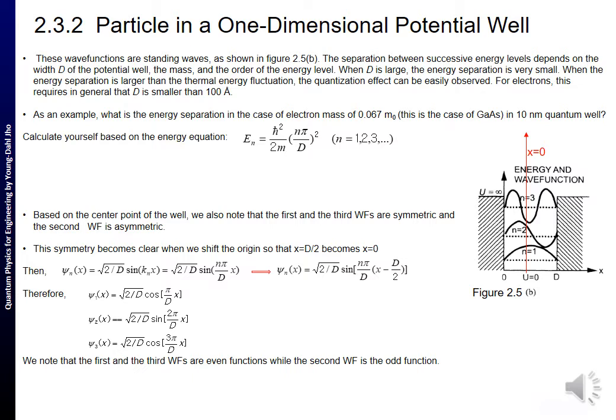Particle in a one dimensional potential. These wave functions are standing waves, as shown in figure 2.5b. So we had 3 different wave functions. Why do we have standing waves? Because the wave function is 0 at the boundaries. Okay, 0 here, 0 here, 0 here. That's the characteristic of standing waves.